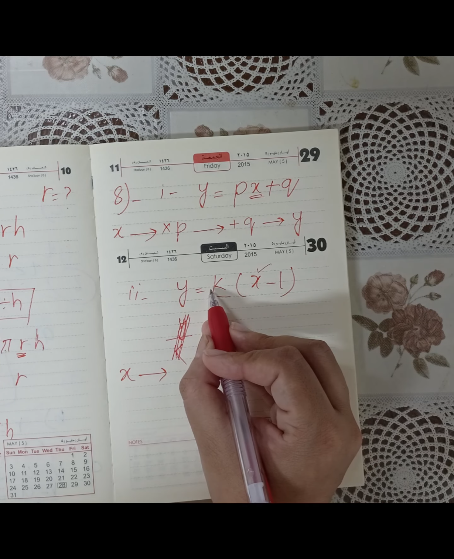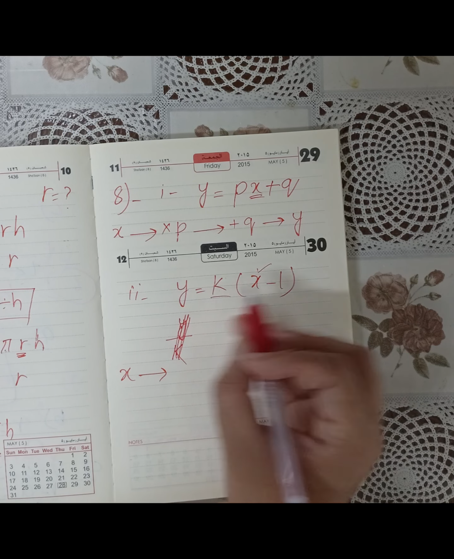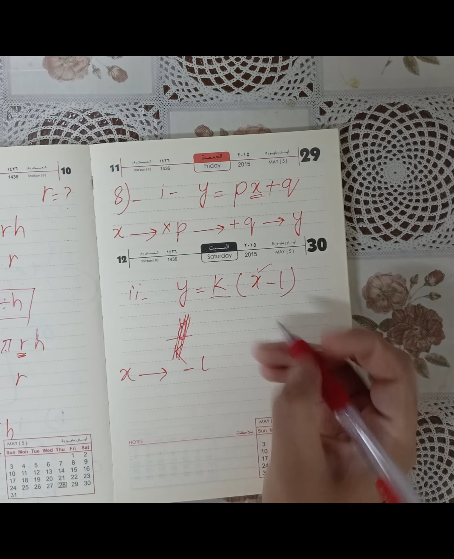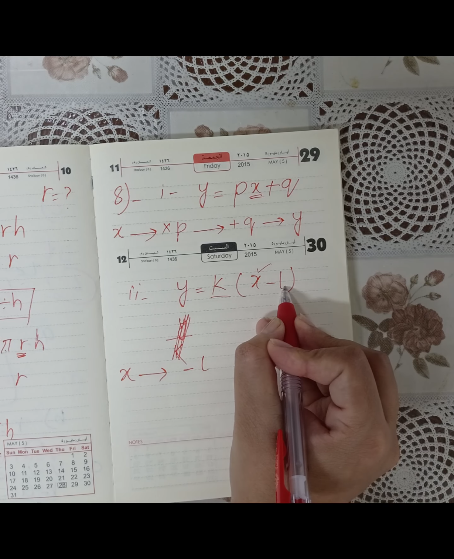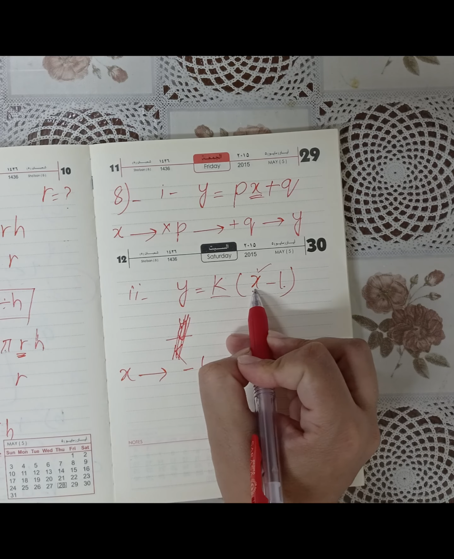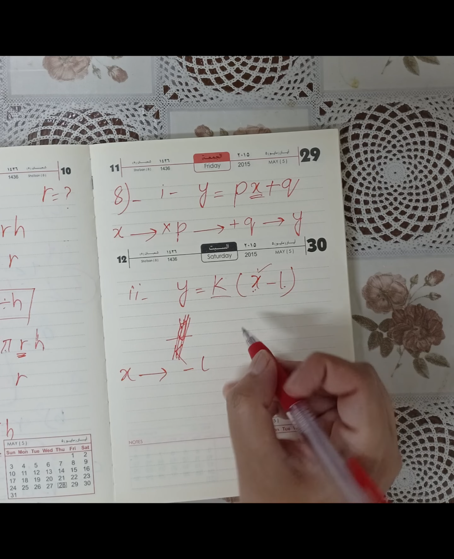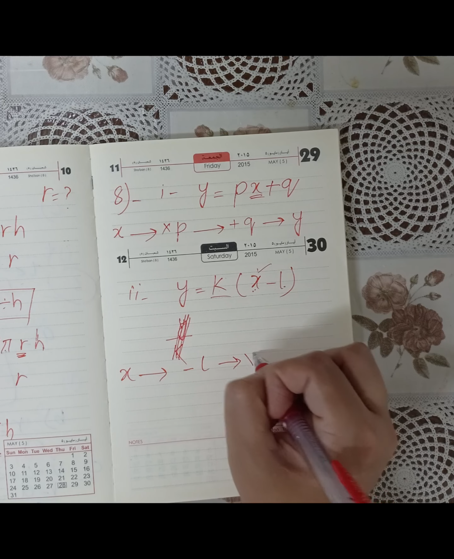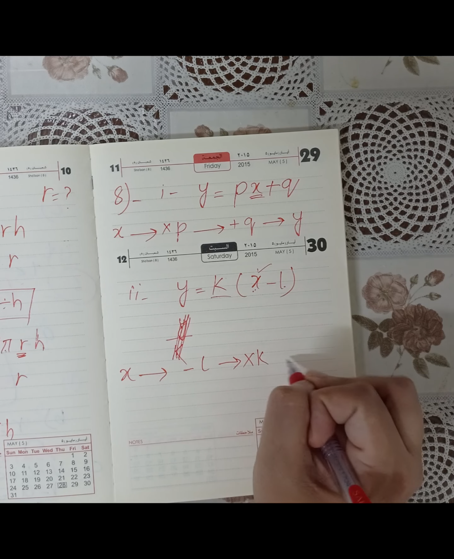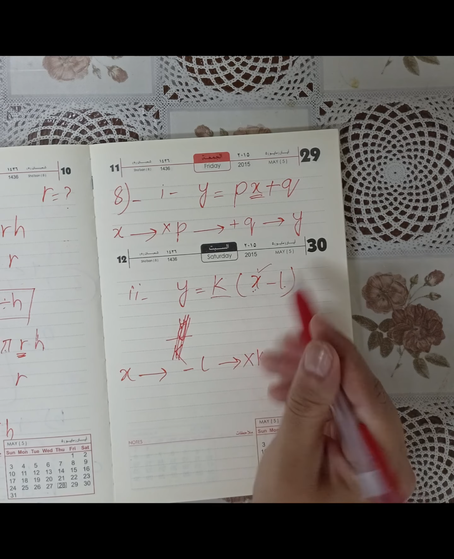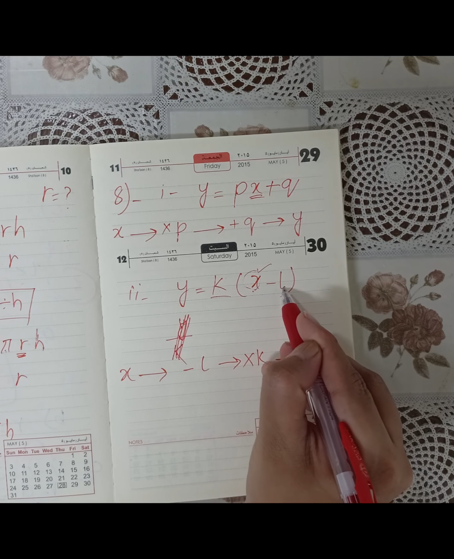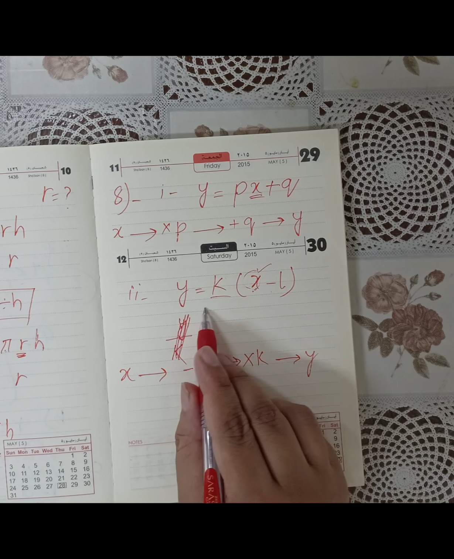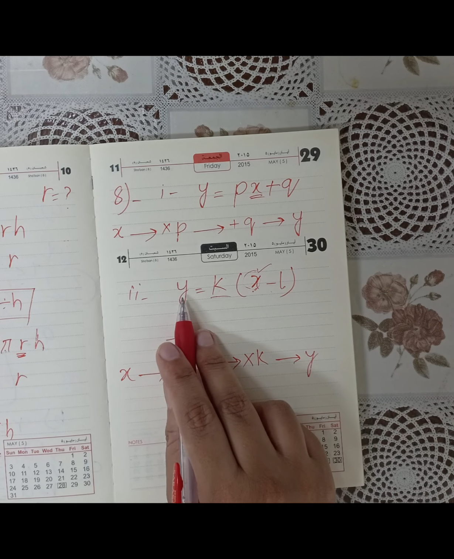And then what I should do, I will start with x. I will subtract L from x. I will start with x, subtract L from here, and then I have to multiply it with k to get y. If I start with x, I have to subtract L first because it's in a bracket, and then multiply it with k to get y.